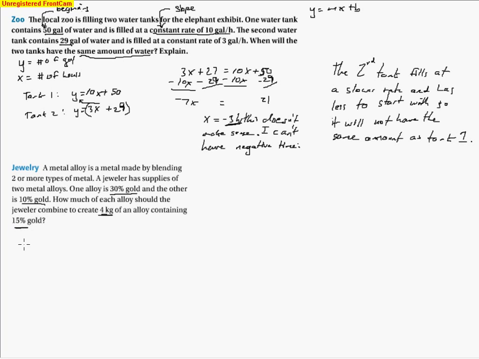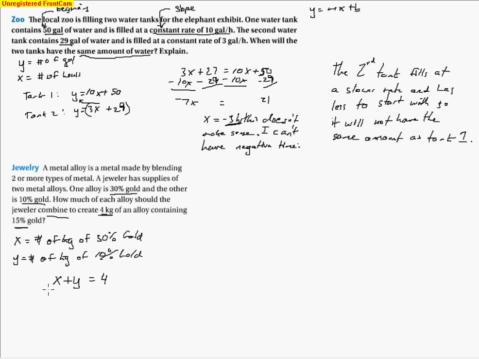Alright, so let's come up with our different unknowns. We need to mix these two different types. So let's label it maybe like x equals the number of kilograms of the 30% gold, and we'll say maybe y equals the number of kilograms of 10% gold. Alright, so now we've got our variables defined. We can set up an equation. We've got a quantity equation here. Number of kilograms of the 30%, plus number of kilograms of the 10% needs to be 4 kilograms. So that's what they combine to make.